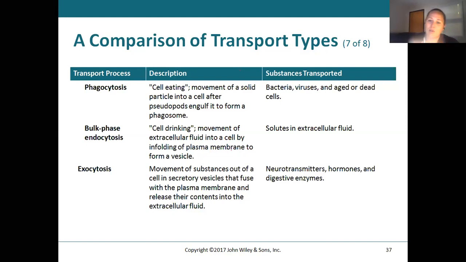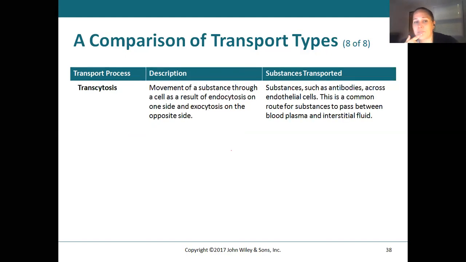So in exocytosis, you're going to be releasing larger molecules, things like neurotransmitters, hormones, and digestive enzymes are all examples of exocytosis. So we will be talking about these processes a little bit later, but again, I don't want to get too far into the weeds here.